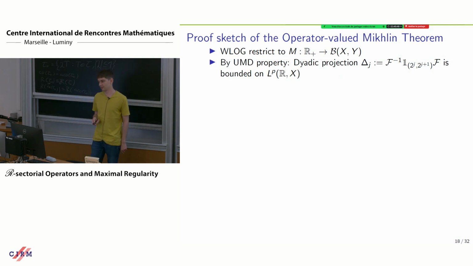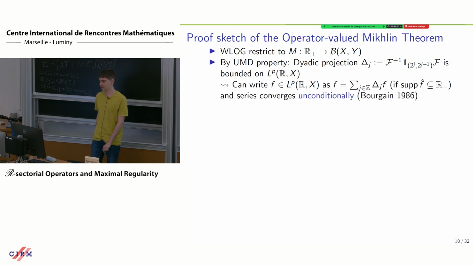Okay, so let's apply this. We can write any f in L^p, which has Fourier support in the real half line, as the sum over those dyadic projections, and this converges in L^p. And it even converges unconditionally, which means we can rearrange the order of summation as we want. This is a result by Bourgain that we will use. And from this unconditionality, the following follows.